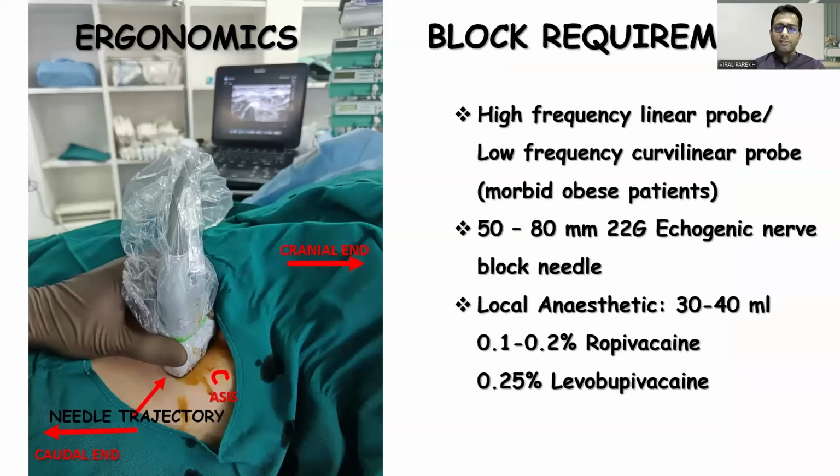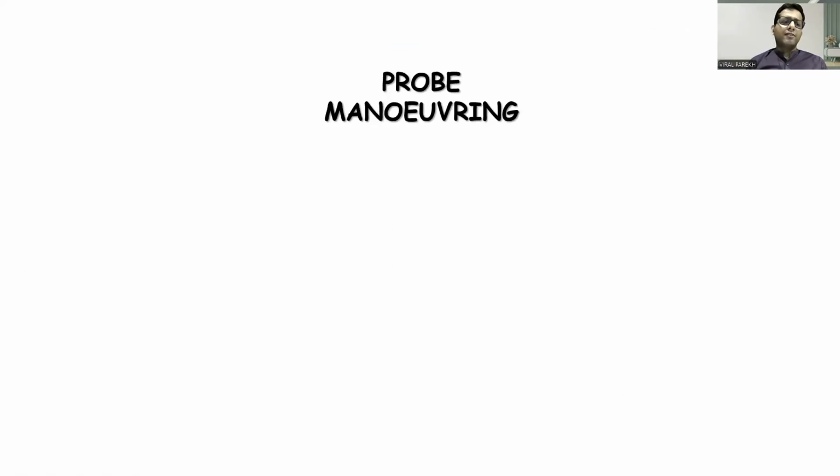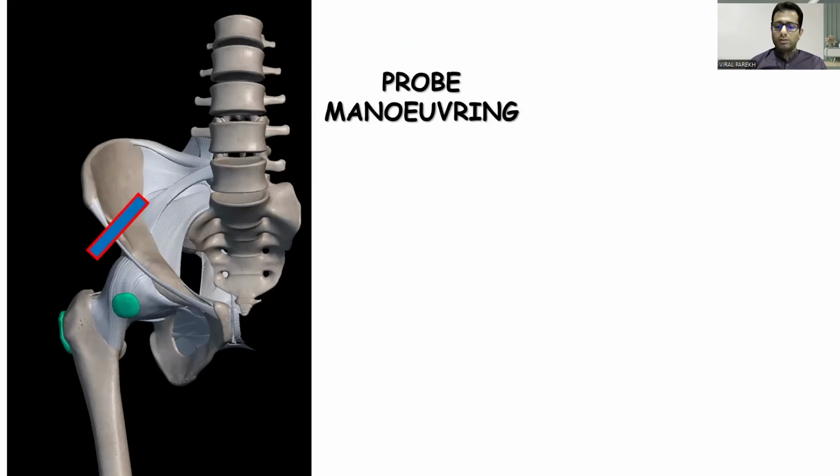Coming to the suprainguinal fascia iliaca approach, the block requirements and ergonomics. Ergonomics in suprainguinal fascia iliaca, again, the probe is at the anterior inferior iliac spine, and the person performing the block, the transducer and the machine should be in a straight line. You can use a high frequency or a low frequency probe. We need around 30 to 40 ml of local anesthetic, and the patient is usually positioned supine with hips and knee extended. So probe maneuvering for suprainguinal, again, there are two ways.